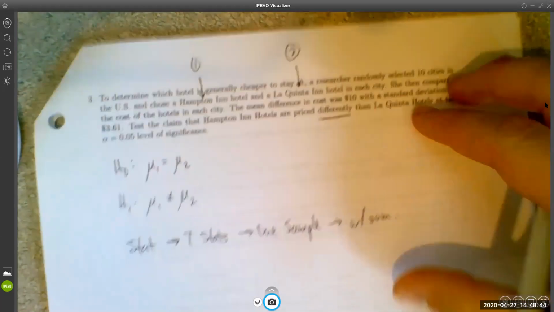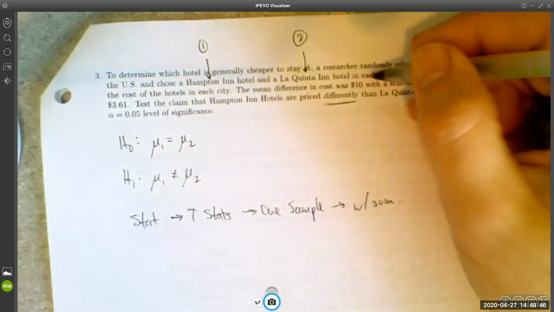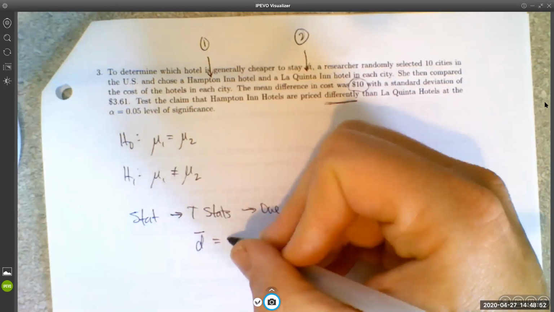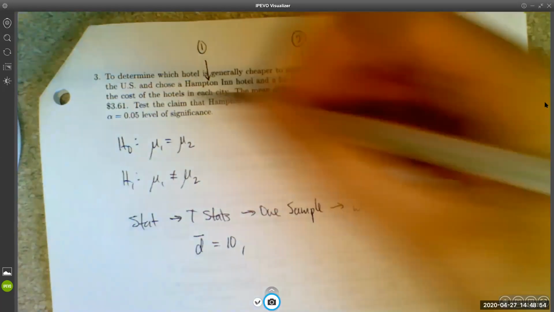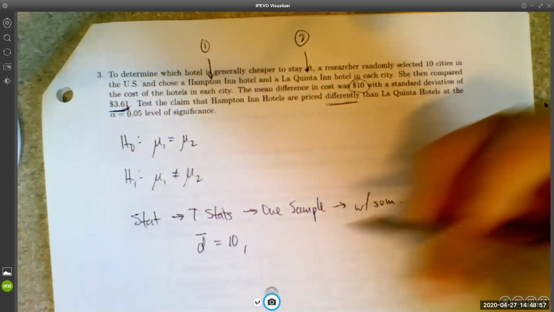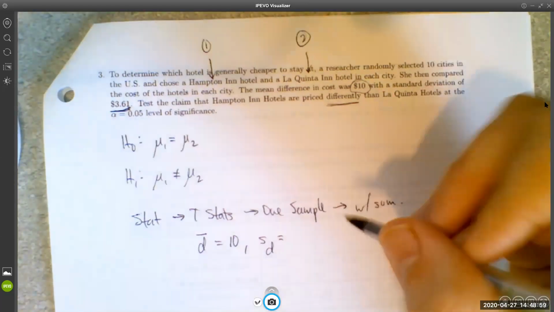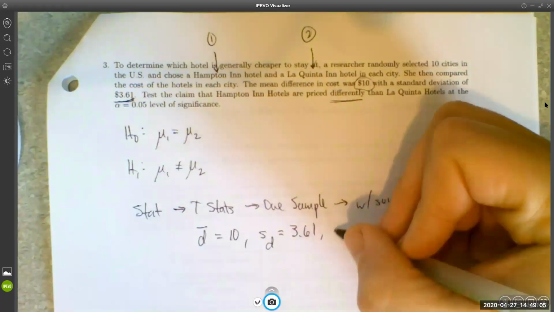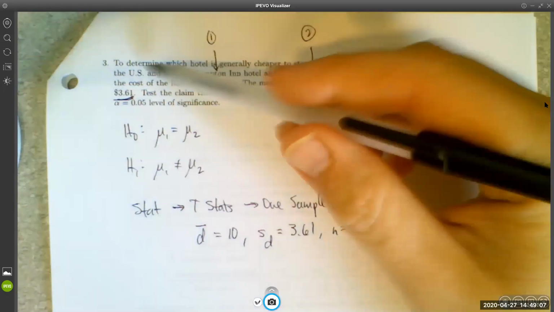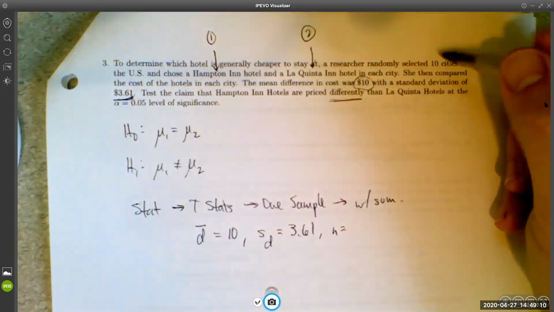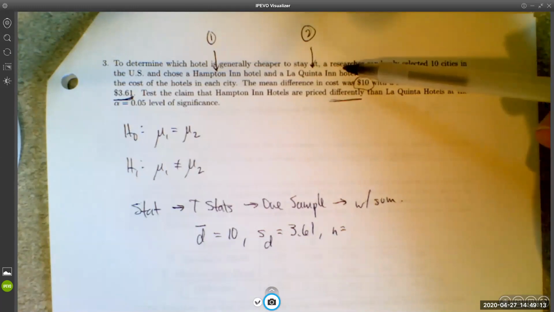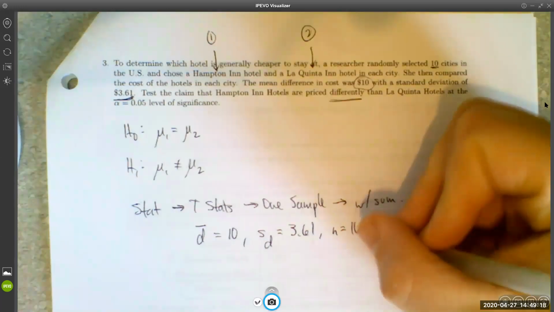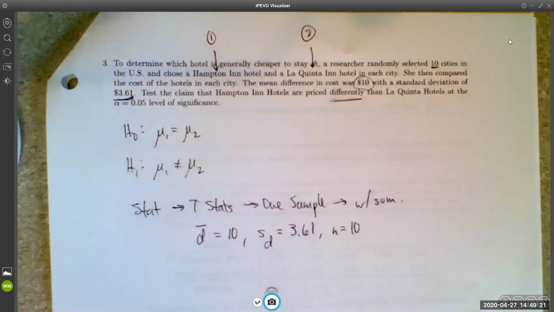And then what summary do we give it? Well, we're told that the mean difference in cost was $10. So the mean difference is $10. And then we're told that the standard deviation difference in cost is $3.61. So the standard deviation of the differences is $3.61. We also need a sample size. It says the researcher randomly selected 10 cities and chose a Hampton Inn and a La Quinta Inn for each city. So that means there are 10 differences, right? There are 10 differences, so n equals 10. Let's run the test.